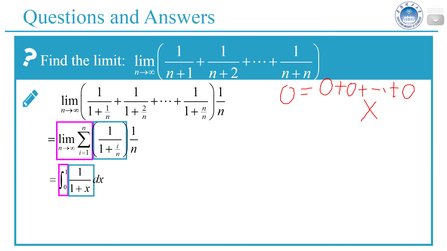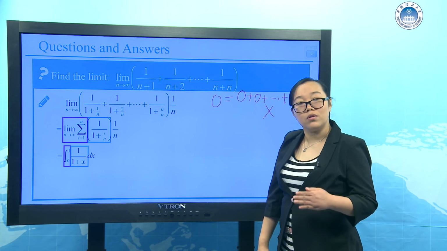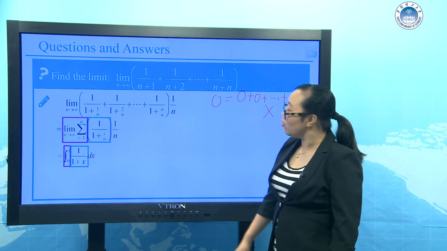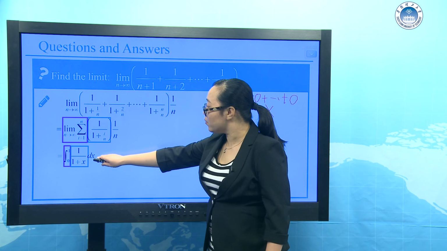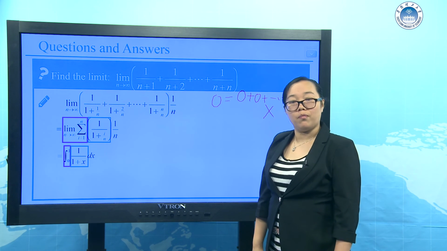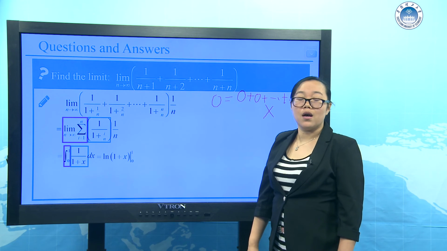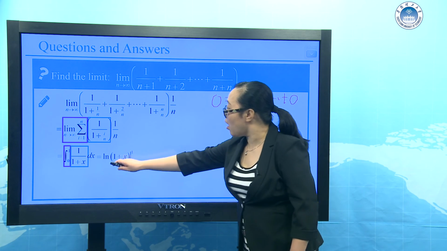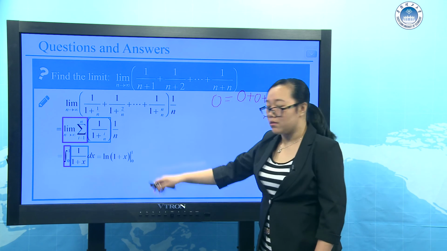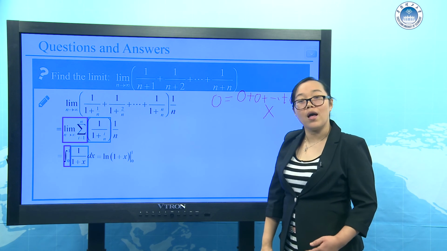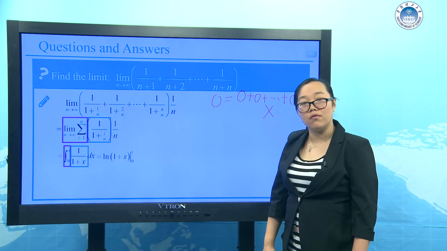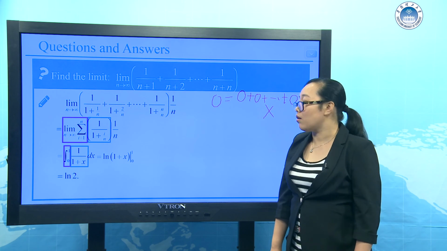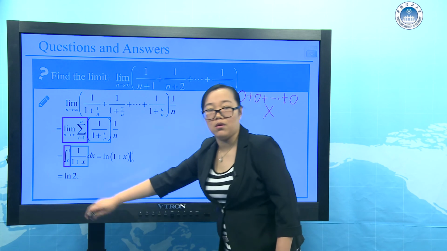f of xi corresponds to our integral function. 1 over n doesn't change. 1 over n is our interval distance. We can write the corresponding x as our integral variable. So write it in this form. We know the antiderivative function of the definite integral is ln(1 plus x). So it equals ln(1 plus 1) minus ln(1 plus 0). So the final result equals ln 2 minus 0 equals ln 2.